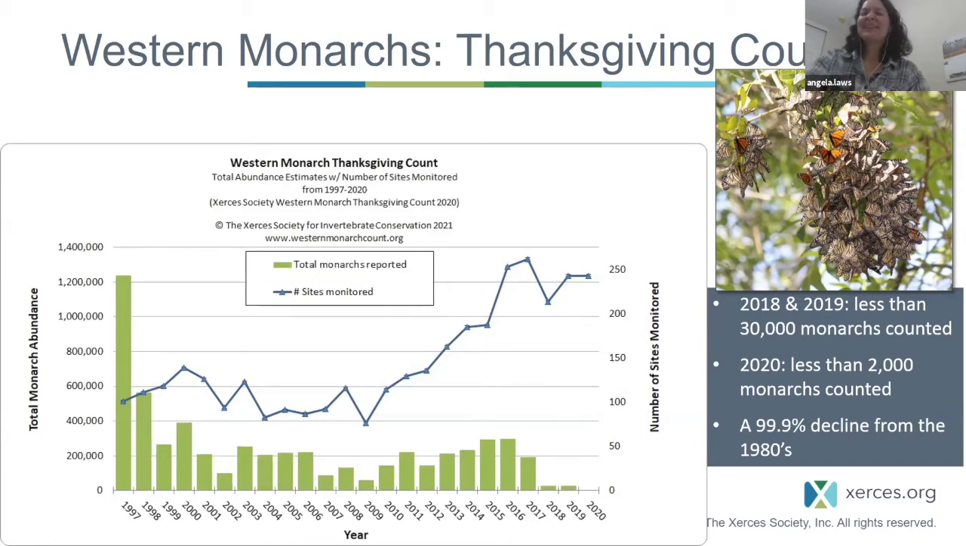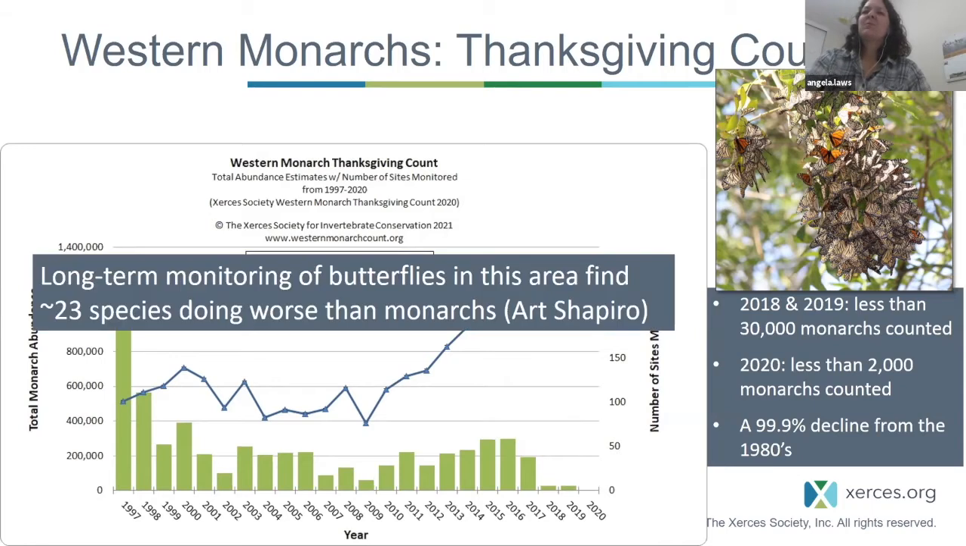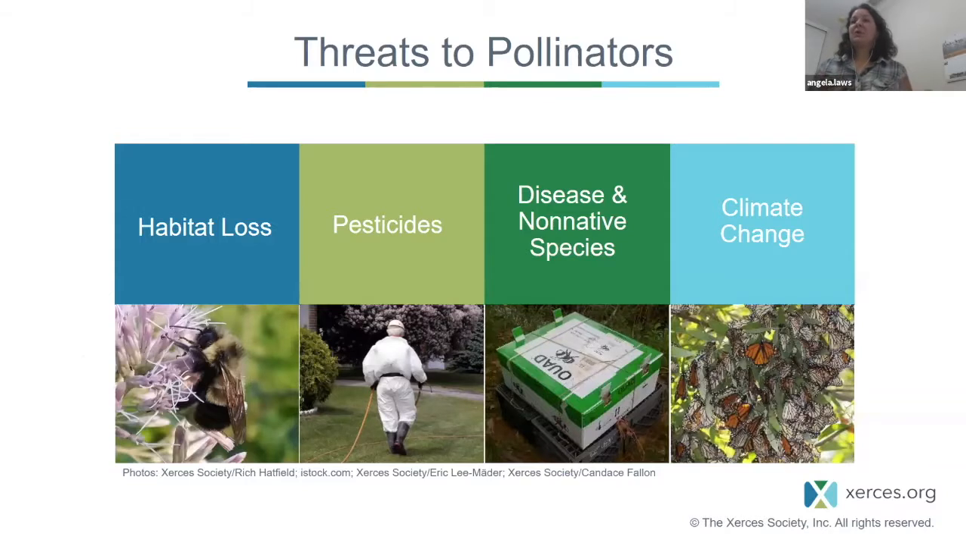It's sort of an all hands on deck moment, but I also just want to point out that long-term monitoring of butterflies in this region have found about 23 species of butterflies doing just as bad or worse than the monarchs. And that's data collected by Art Shapiro from UC Davis. He's got a series of transects going from the Bay Area to Donner Pass that he's been monitoring for over 45 years. So it's a huge amount of data. It's a lot of information telling us that pollinators aren't doing great.